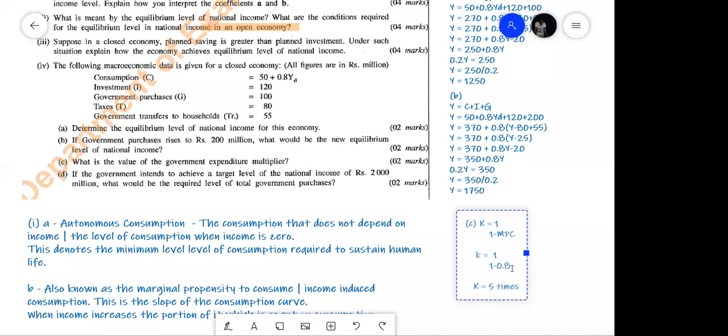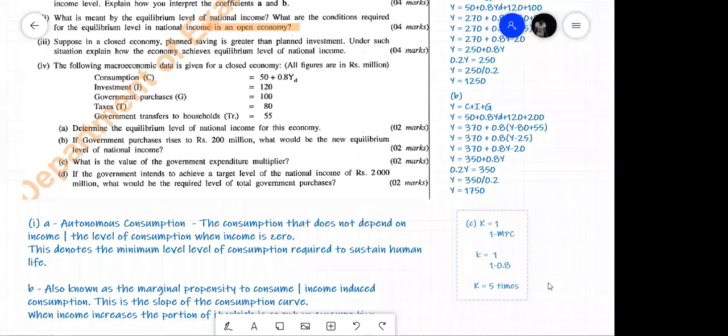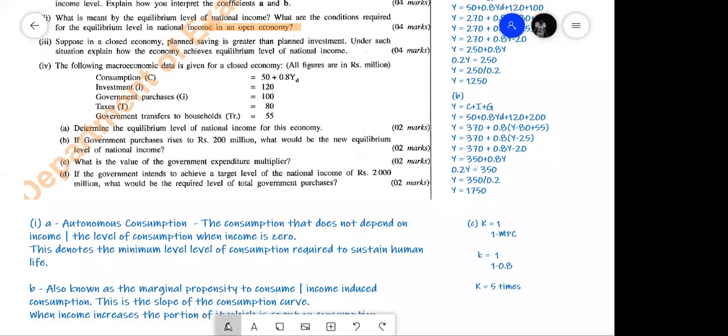So multiplier, guys, it's not a percentage. It's not a rupee. It's how many times it gets multiplied by. So you can say 5 times. Another 2 marks there. Again, a very easy question.